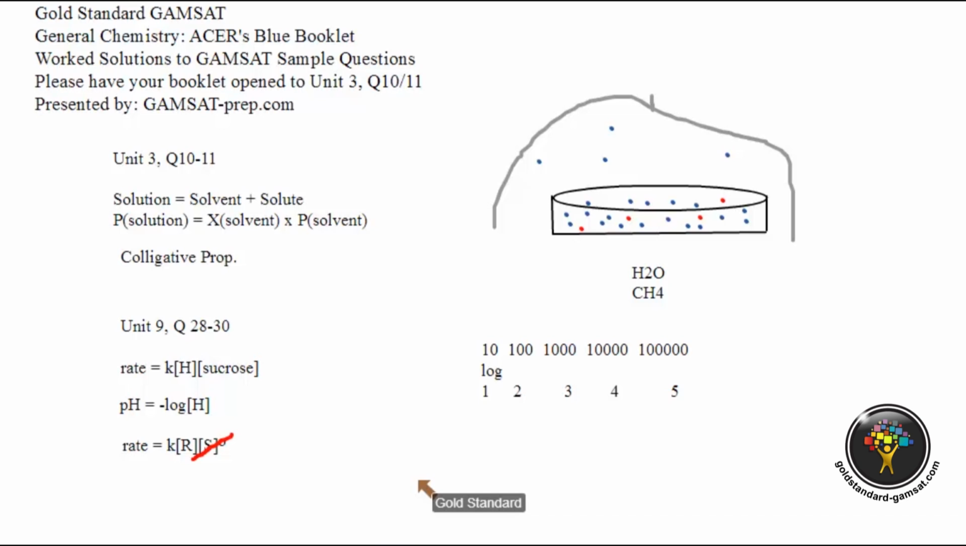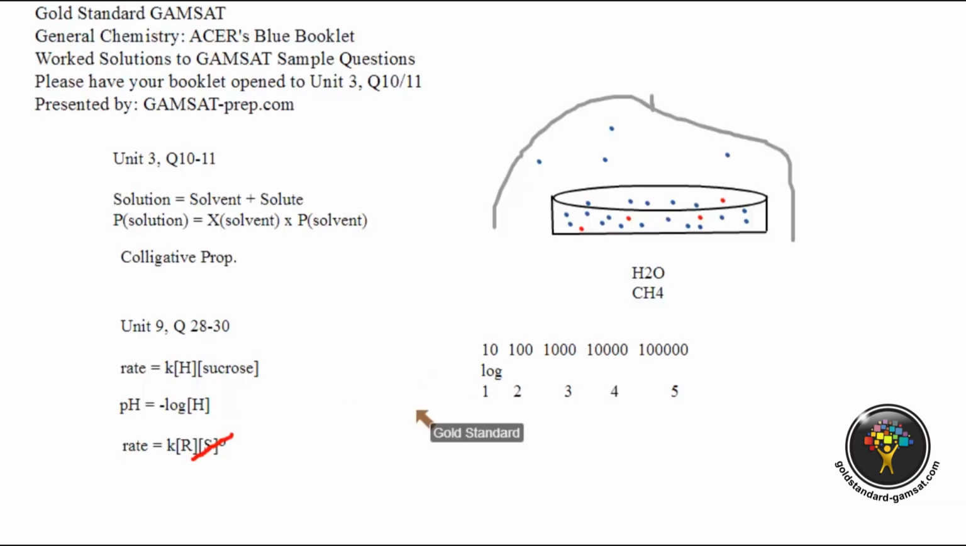And answer choice B, what is the overall order of the reaction? That's right. It is a first order reaction because it's dependent on the exponent. It's not dependent on what's inside of the brackets. It's dependent on the exponent. Okay, done. So question number 30.